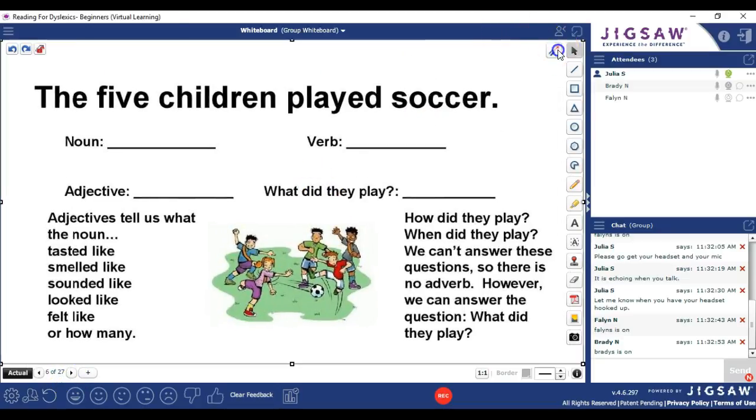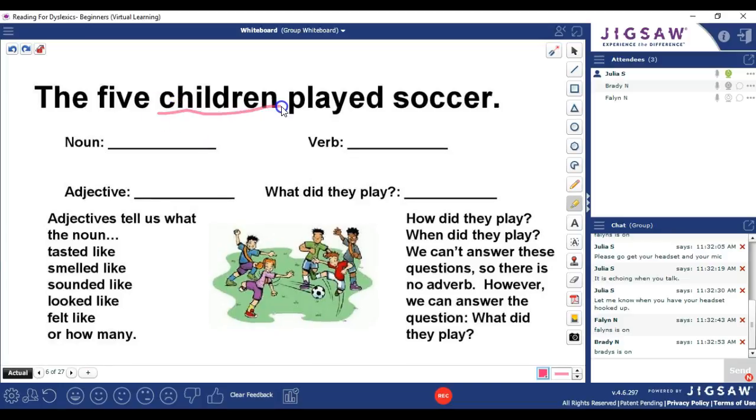What about this one? The 5 children played soccer. What is the noun in this sentence? What's the noun? Not 5. It says the 5 children played soccer. Children. Very good. It's the children. Children are the noun. That's what this sentence is all about.